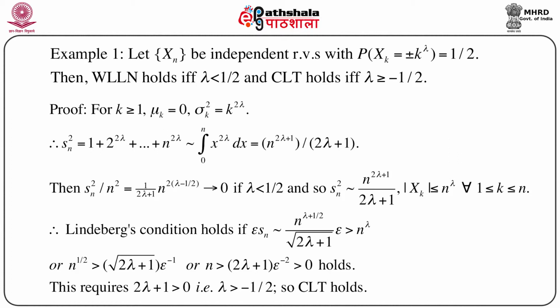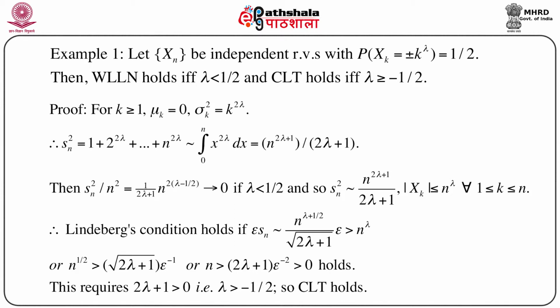Here we are not going to prove why the weak law of large numbers holds for lambda less than half. This is very easy to check. So, we only concentrate on the CLT part. First take k greater than or equal to 1, and then a little bit of algebra, a little bit of manipulation will show that mu k, which is the expectation of Xk, equals 0, and sigma k square, which is the variance of Xk, is nothing but k to the power 2 lambda.